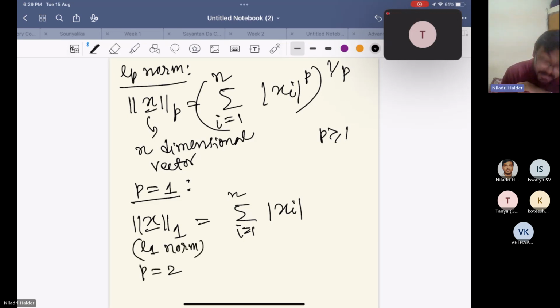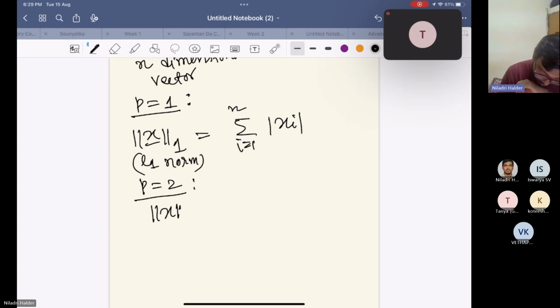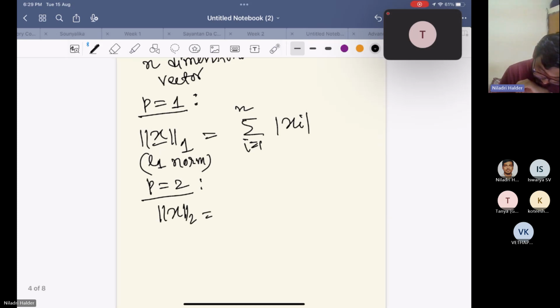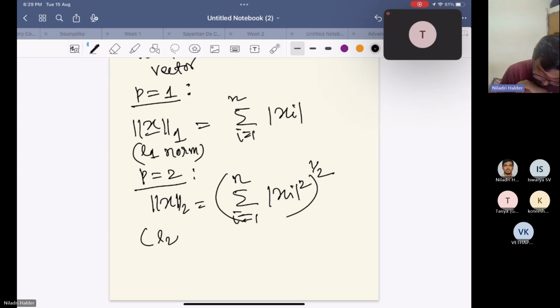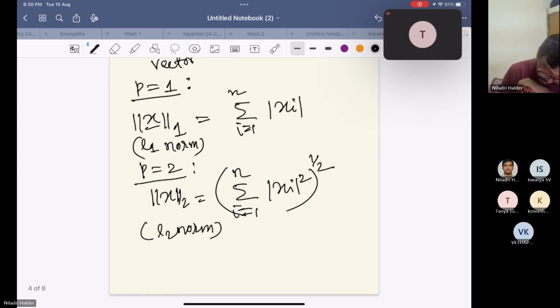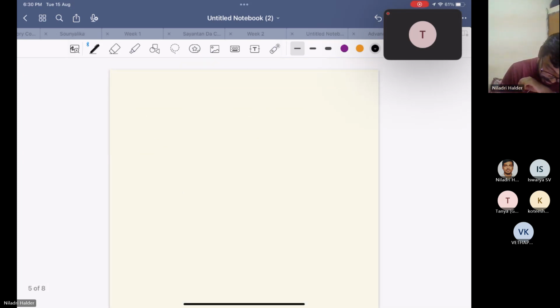So if I put p equal to 2, I will get the norm of x 2 equals summation over i equals 1 to n. So this is the L2 norm. Similarly, now we need to find out what should be the L infinite norm.